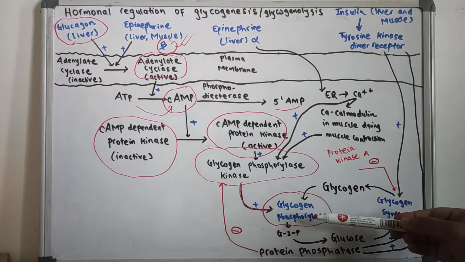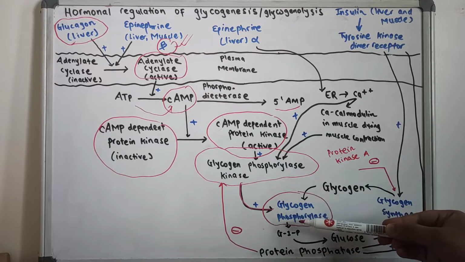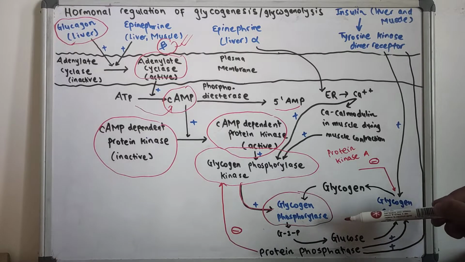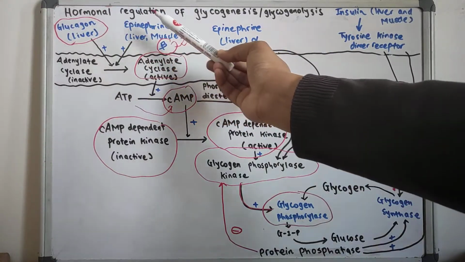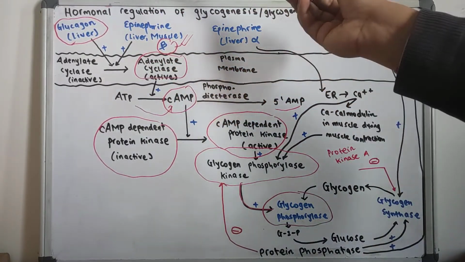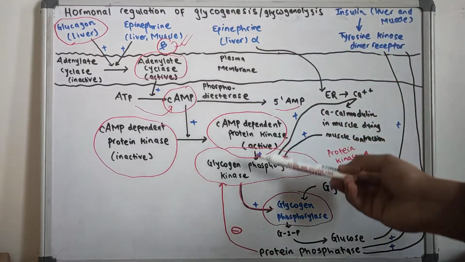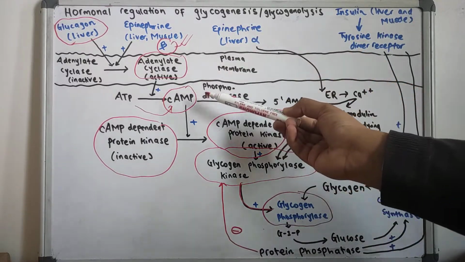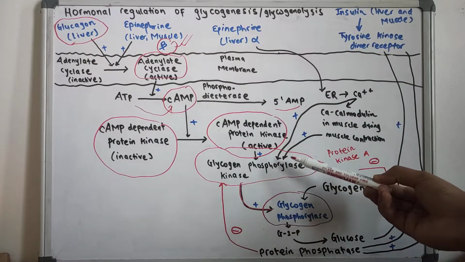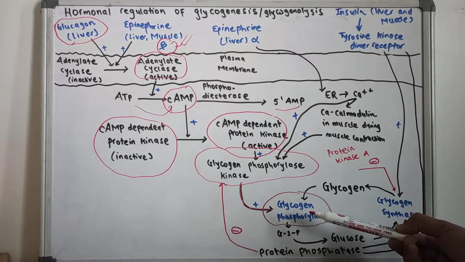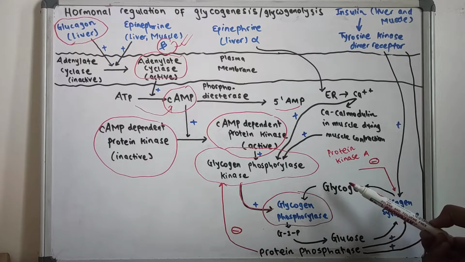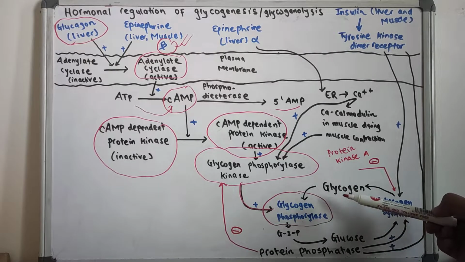If there is more activation of glycogen phosphorylase, what happens? The glycogen will be converted to glucose 1-phosphate and eventually glucose. So eventually glucagon and epinephrine, through the beta receptor, will ultimately activate glycogen phosphorylase kinase through the help of cyclic AMP, and this glycogen phosphorylase kinase will increase the action of glycogen phosphorylase, which will eventually lead to more glucose formation from glycogen breakdown.